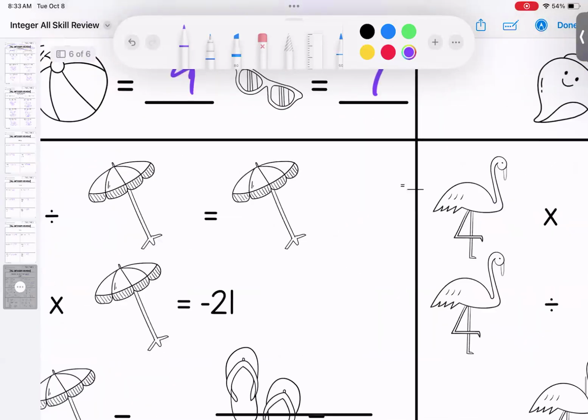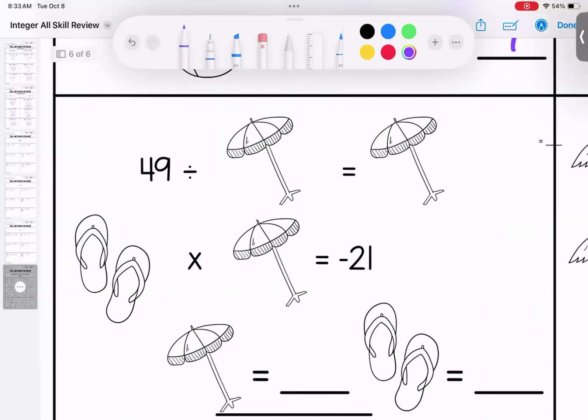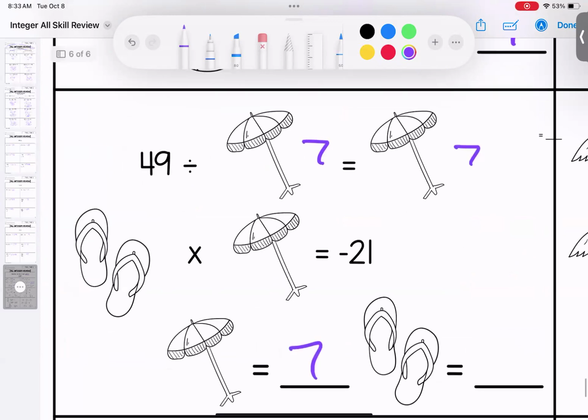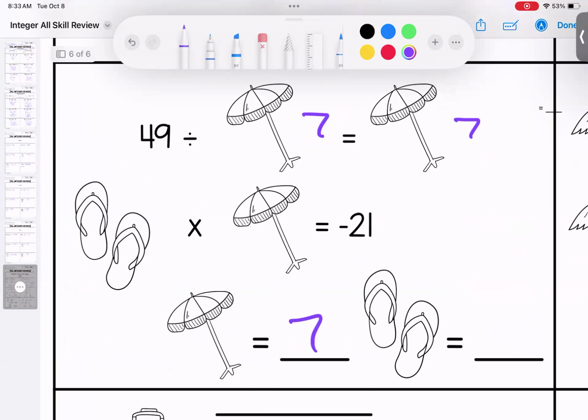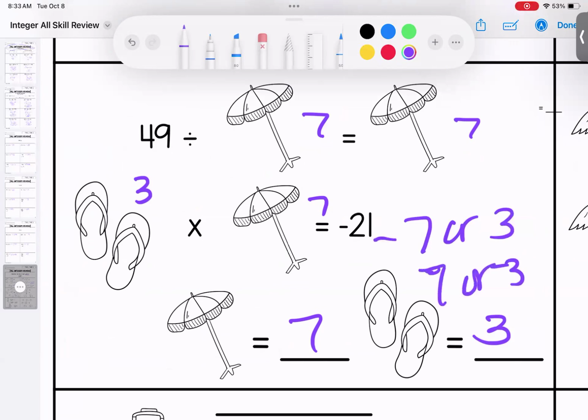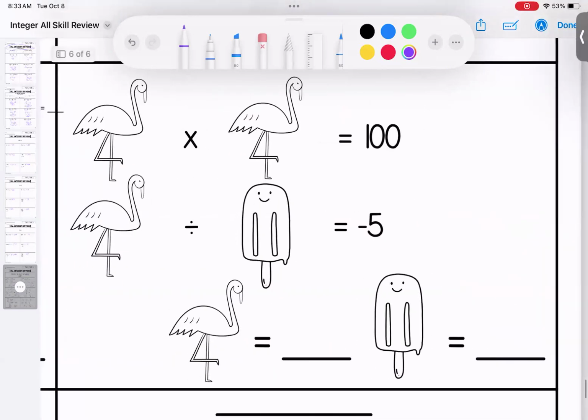Coming down here, 49 divided by what stays the same? So we're still looking for that repeat pattern. 7 times 7 is 49. So that means that 49 divided by 7 is 7. Come over here. 7 times 3 is 21. Same exact thing. Either the 7 is negative or the 3 is negative. Your choice.